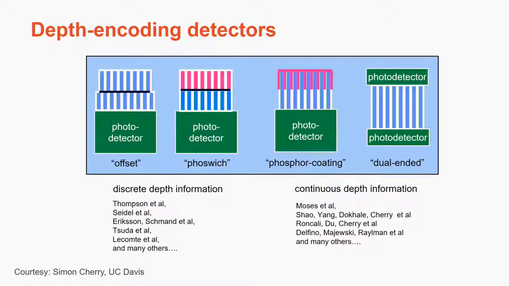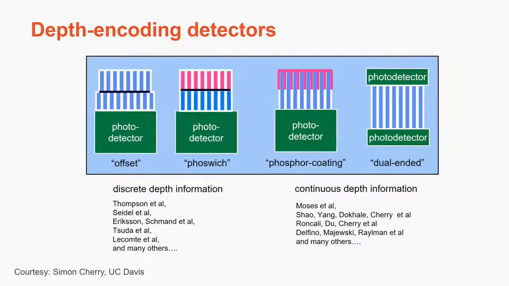To overcome that, we use depth encoding detectors, and there's been a lot of work on this over the last 10 years or more. This slide shows some of the approaches to solving this problem, including detectors with dual layers of crystals that are offset in their crystal pitch.